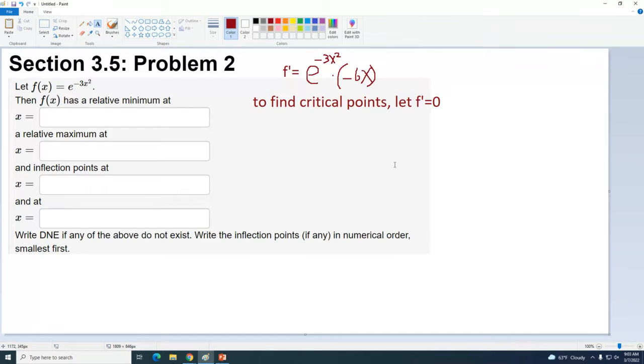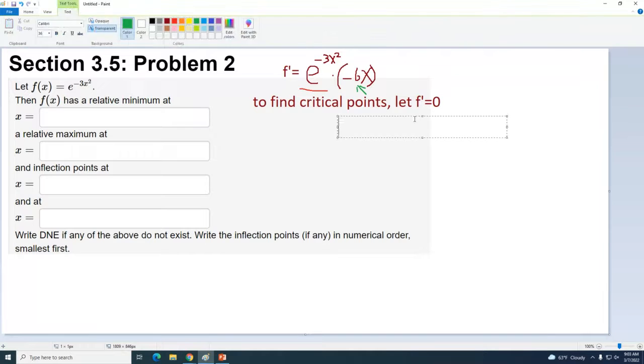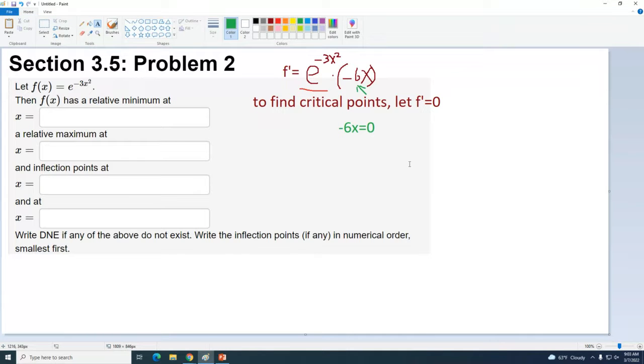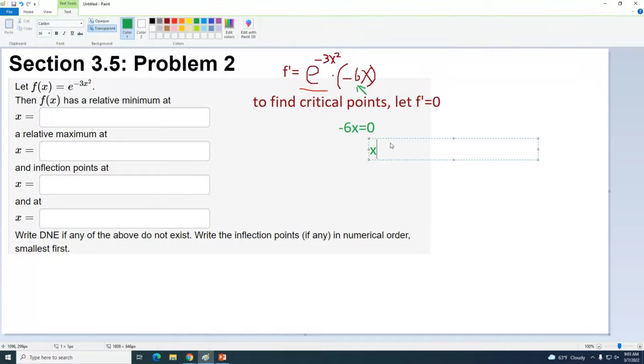If you want to make this equal to 0, we know the exponential factor will never equal 0 because e to anything is a positive number. So e to the negative 3x squared is always positive. It will never ever equal 0. So the only chance for it to equal 0 is this other factor. We'll have to make negative 6x equal to 0. So the solution is 0, so x equals 0.